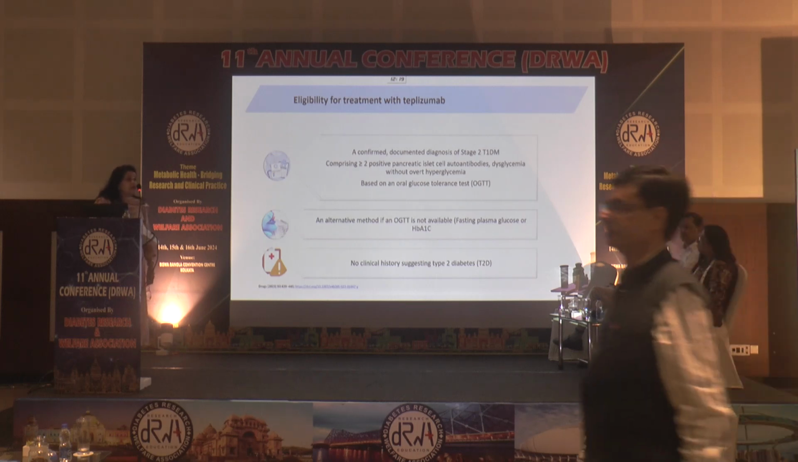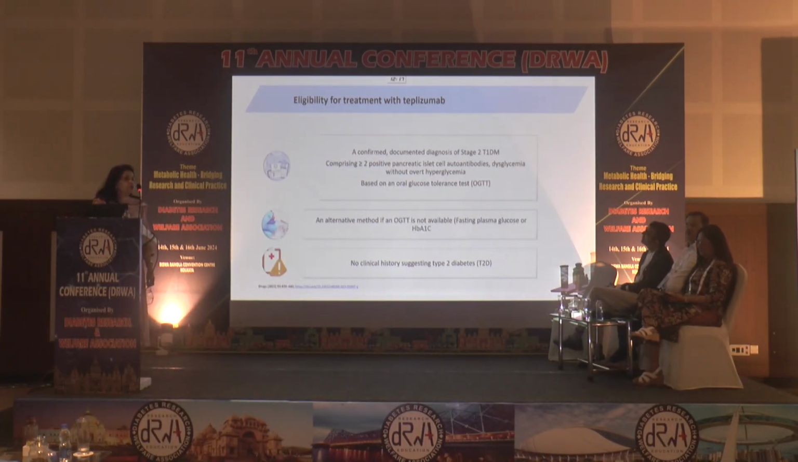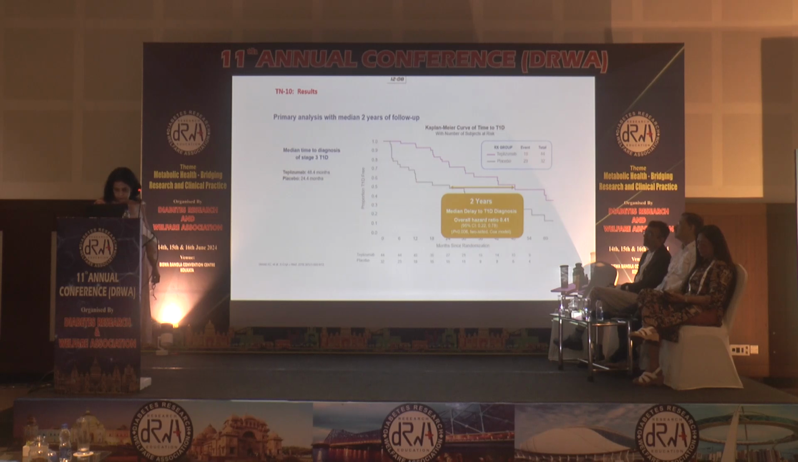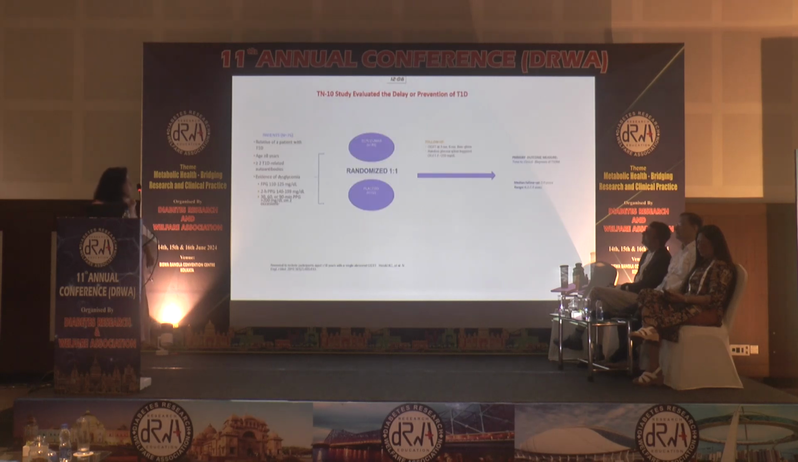Now, no clinical history suggestive of type 2, which means no family history of type 2, no acanthosis, no other stigma of metabolic syndrome. So, these patients were then relatives of a patient with type 1. When I say relative, it's a first degree relative and not a cousin, which means either a sibling, parent, or child. Age more than 8 years.